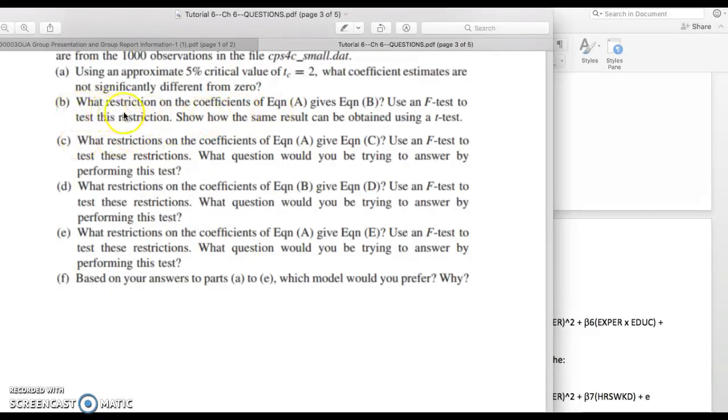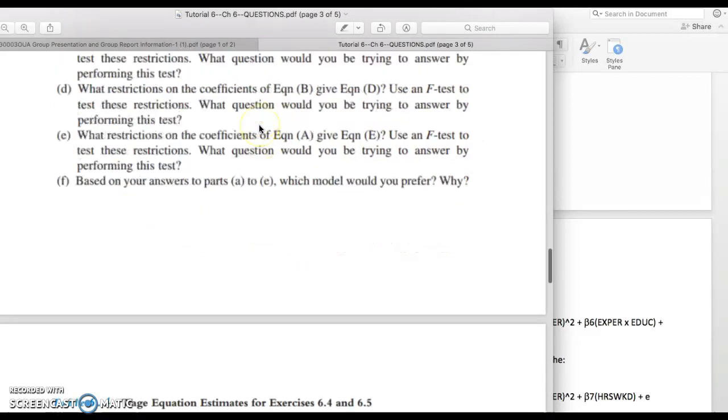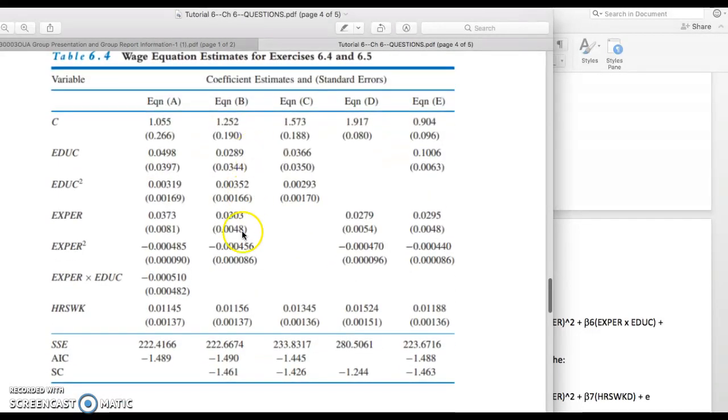The next question runs through what restriction on the coefficients of equation A gives equation B. We're going to use an f-test to show that restriction, and we're also to test the restriction. We're also going to show how the same result for that f-test can be found using a t-test, because we've only got one variable that we're actually testing.